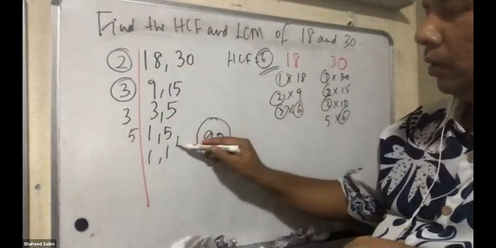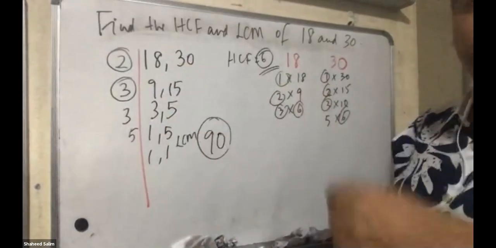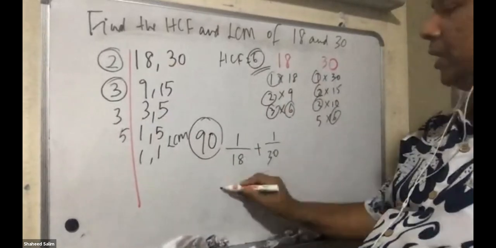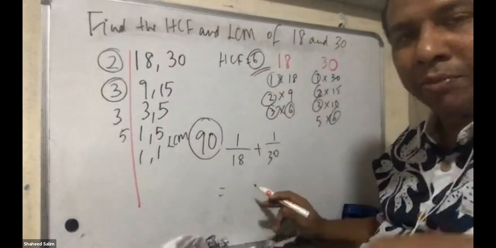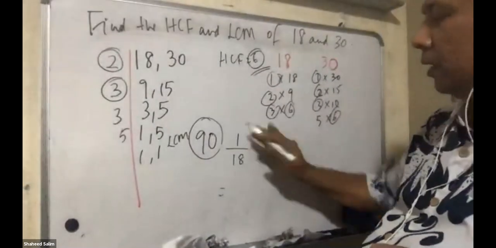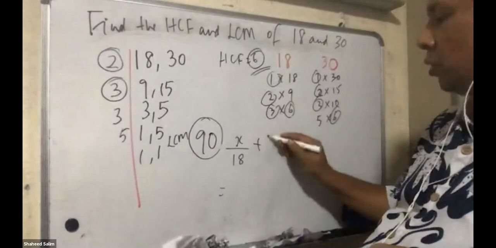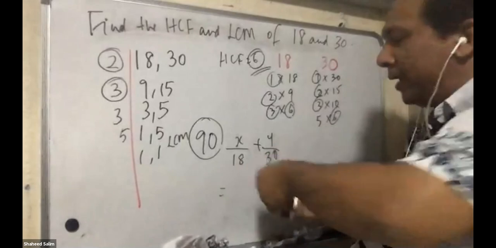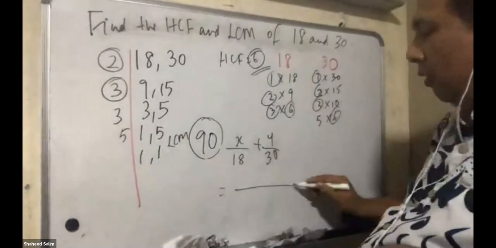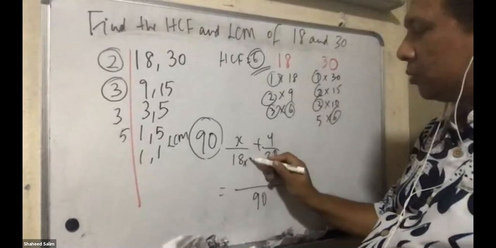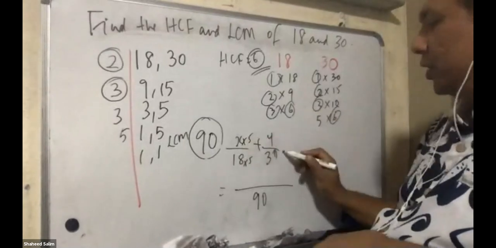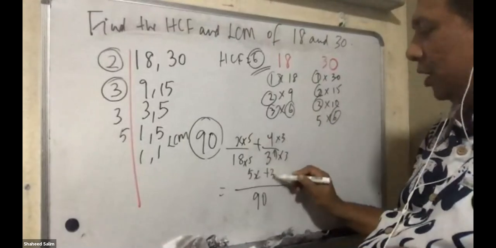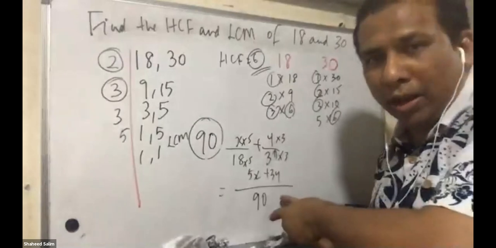LCM. Why is LCM important? Very simple. They give you a fraction 1 over 18 plus 1 over 30. Make them into common denominator. Maybe at this time, they might not give you like that. They give you like this: x over 18 plus y over 30. You still need to know LCM, correct? Because you need to combine them. So what number is the same? Take 90 over 90 like that. So this one times by 5 must times by 5. This one times by 3 must times by 3. So 5x plus 3y over 90. You need to know LCM.